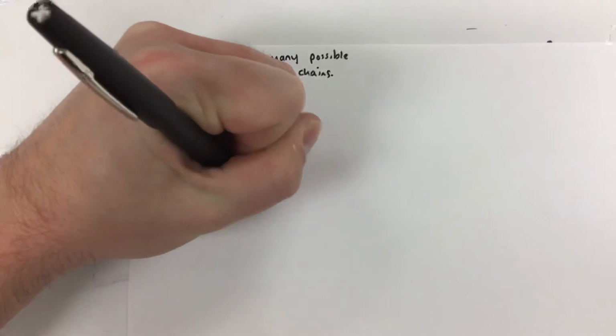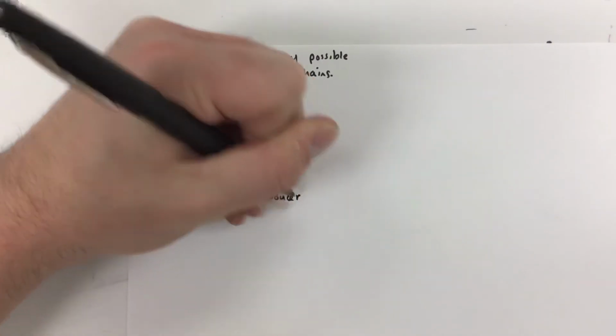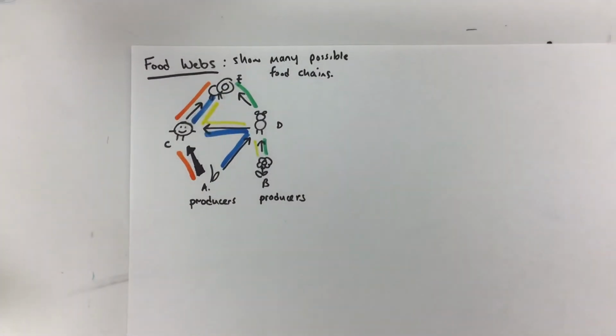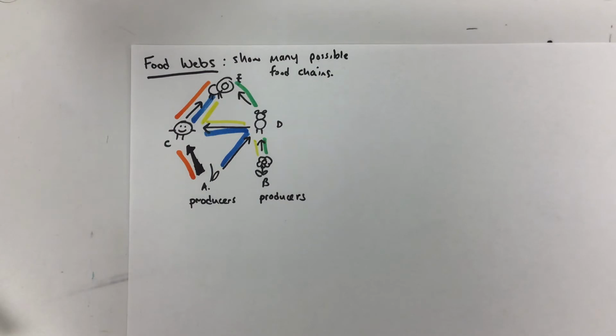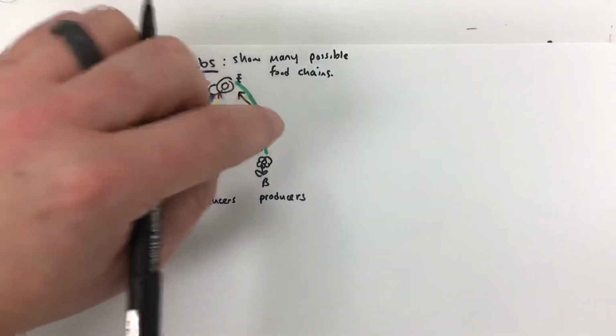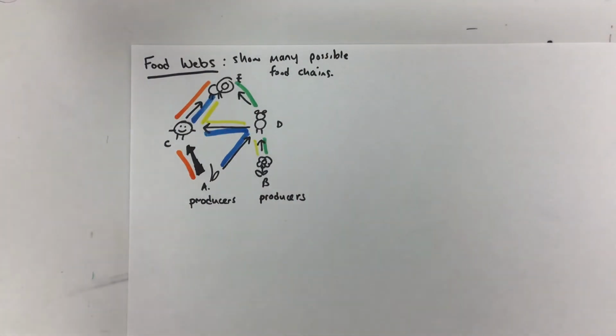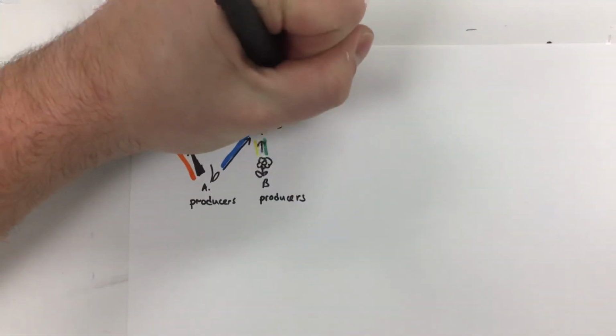How do we know that they're producers? They're at the bottom, but they don't have to be at the bottom. They typically are, but they don't have to be. Yeah. Do they eat anything? No. So they are the producers because they do not eat anything. All right. D. What is D? D is an herbivore.